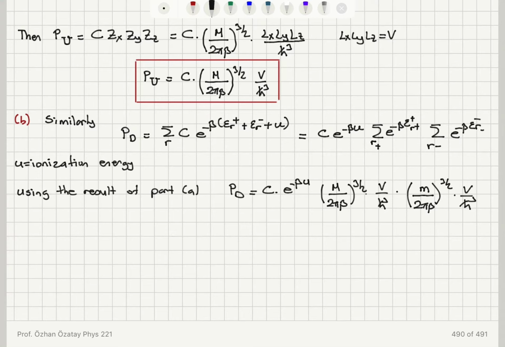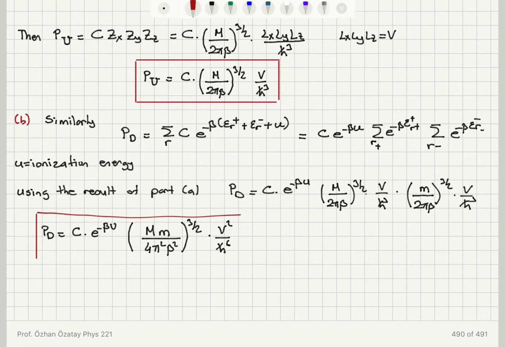So this will be my answer for the probability. So I can rewrite this, if you wish, as C e to the minus beta ionization energy u, I have capital M, lowercase letter m, electron and ion, divided by 4 pi squared beta squared to the power 3 over 2, multiplied by v squared over h bar to the power 6, for the probability of having a dissociated configuration.